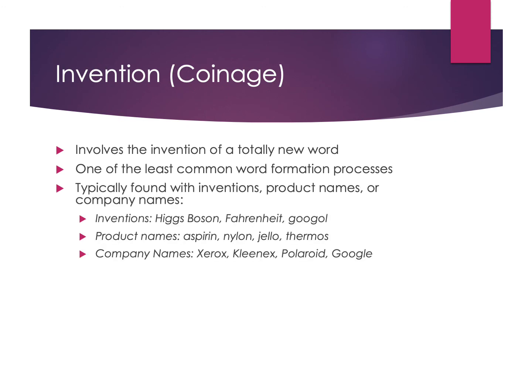But it's often found with things like inventions or product names or company names, where as you invent something or as you discover something or there's some sort of new concept that didn't exist previously, we have to give a name to it of some sort. Product names are often created, sometimes using some of these other morphological processes, and sometimes just using whatever information they have around. Company names are often invented as well.